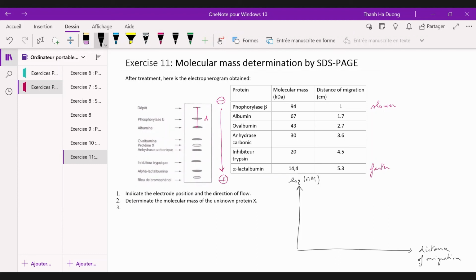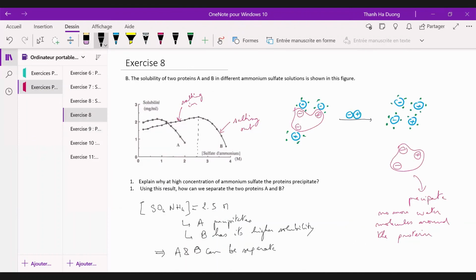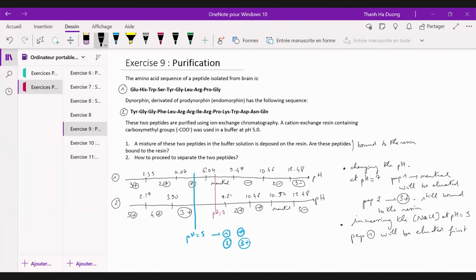You have to plot 2 curves for next week. Okay? And if you have any question about this exercise, about the charge of the peptide, I can make a more complete correction. Other questions or not? No question? No, I don't have a question. I can have my lunch.